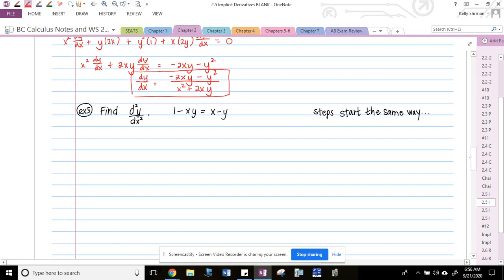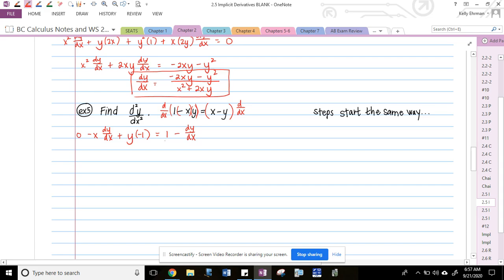So start the same way. Find the first derivative. Okay, so derivative of a constant is 0. And then I like to think of this as negative x is my first function and y is my second, so that I don't have to worry about distributing a negative. So the first is negative x times the derivative of y plus y times the derivative of negative x. And then that would equal derivative of x is 1 minus derivative of y.